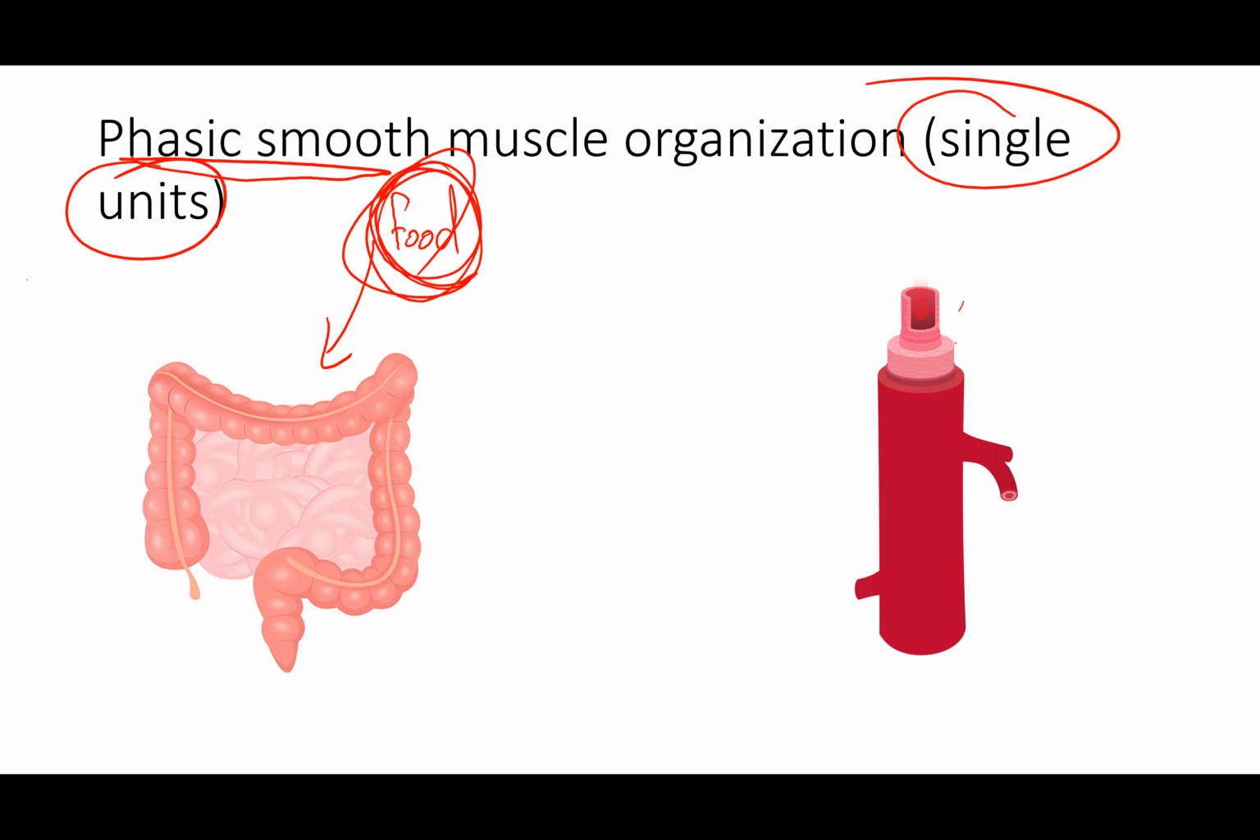Same thing in blood vessels. In blood vessels, we don't need half these smooth muscles to turn on and off. All we need is all of them to work at the same time. So again, these are single unit. This is in blood vessels, and this is in the GI tract.